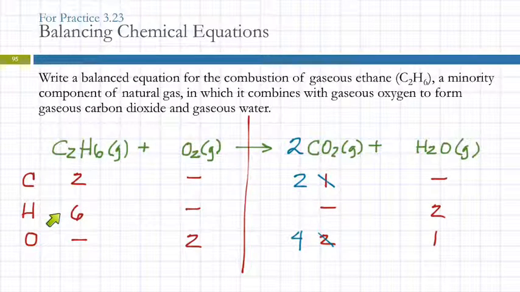Let's look at the hydrogens. 6 on the left, how many on the right? 2. How can I make that into 6? Multiply by 3. So if I put a coefficient of 3 in front of H2O, that changes the 2 to a 6, and it changes the 1 to a 3. Okay?